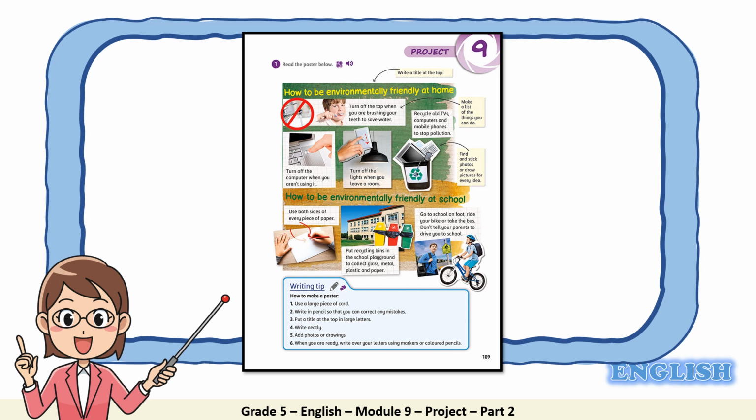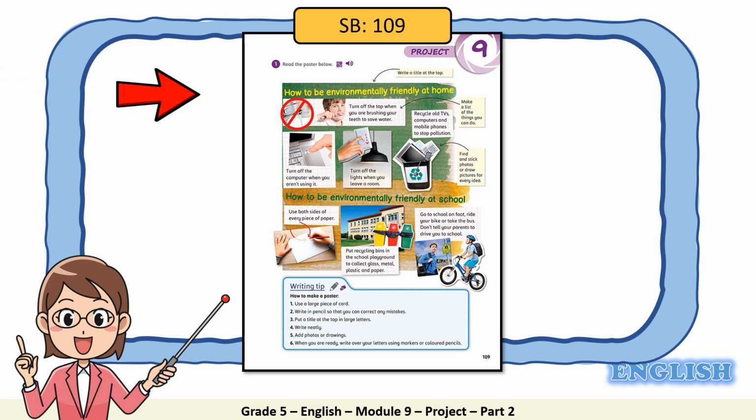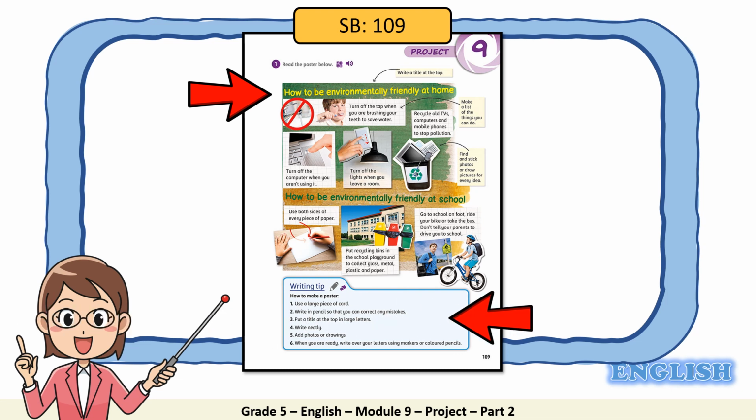This is the lesson you studied before in Student Book page 109. Remember what the lesson was about? That's correct. It was about posters. We specifically looked at a poster about how to be environmentally friendly at home and at school. We discussed the design of this poster, we read the information in it, and we saw the pictures. Then, we went through the writing tip to learn how to design a poster and include the pictures and information correctly. Let's recall the important tips we discussed last time together.